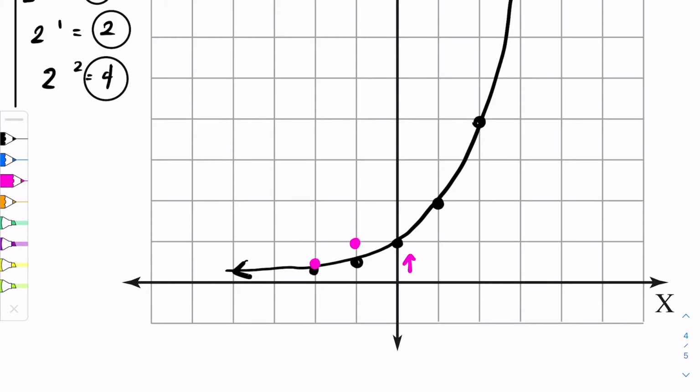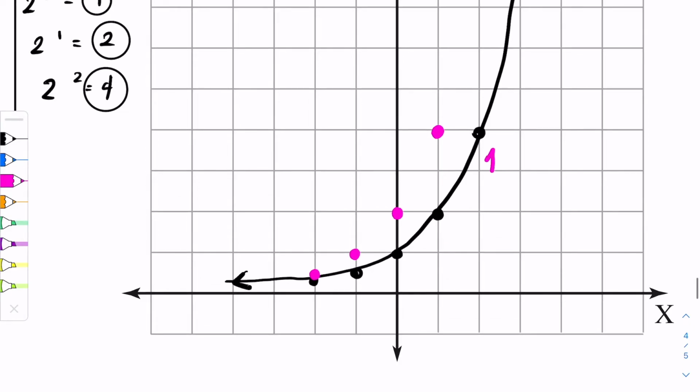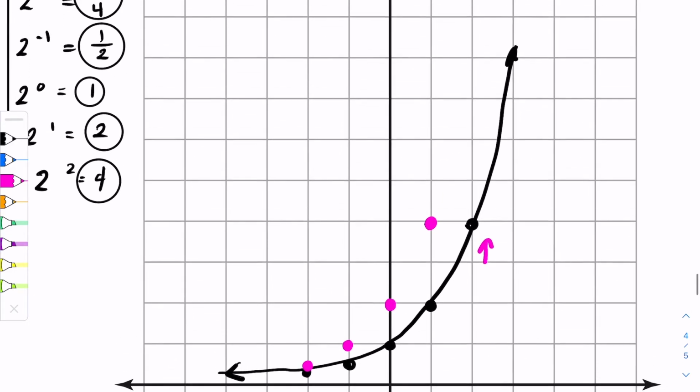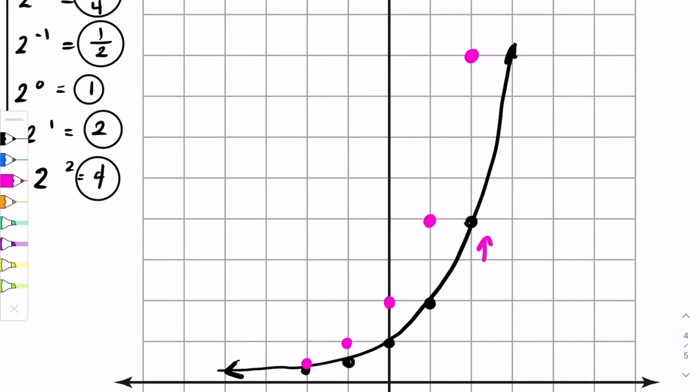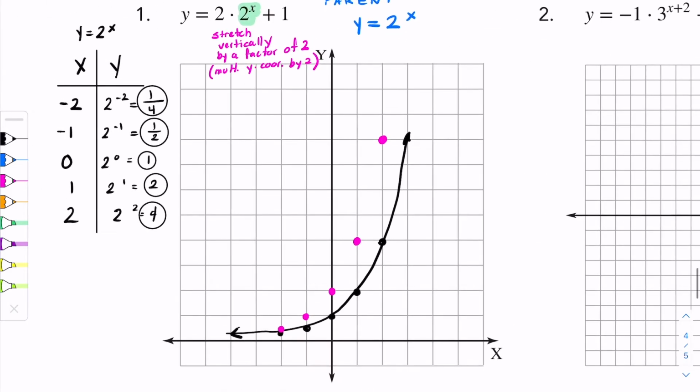This next point has a y value of 1. 1 times 2 is 2. Here we have a y value of 2. 2 times 2 is 4. And lastly, we have a y value of 4. 4 times 2 is 8. Your horizontal asymptote still has not changed. It is still at 0. So this graph just looks like it's pulling away from the x-axis, or it's getting steeper faster than it was before.